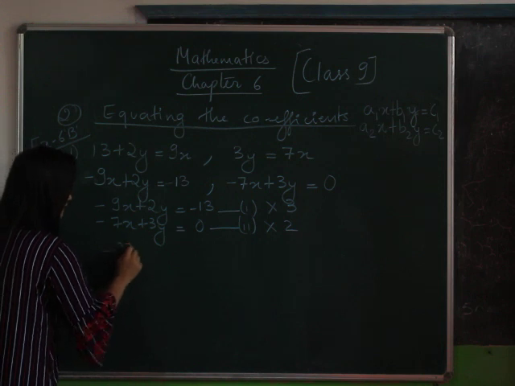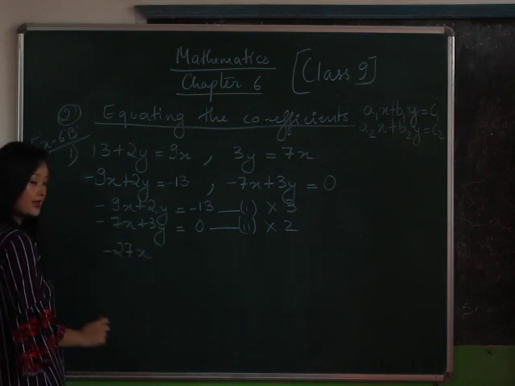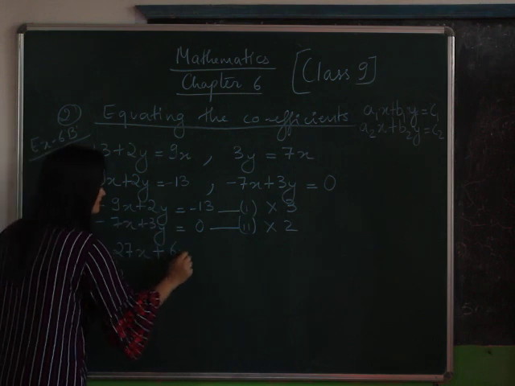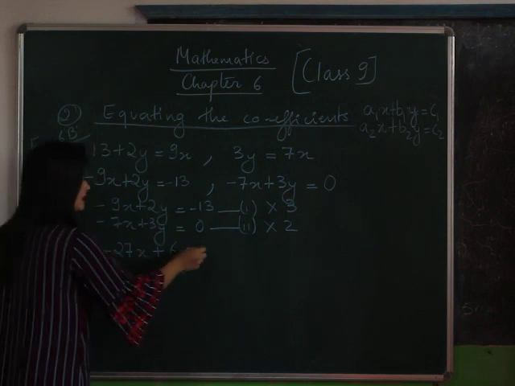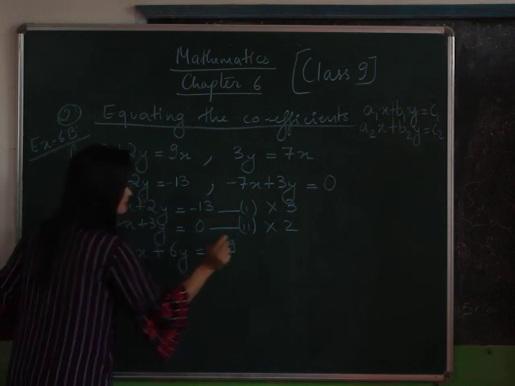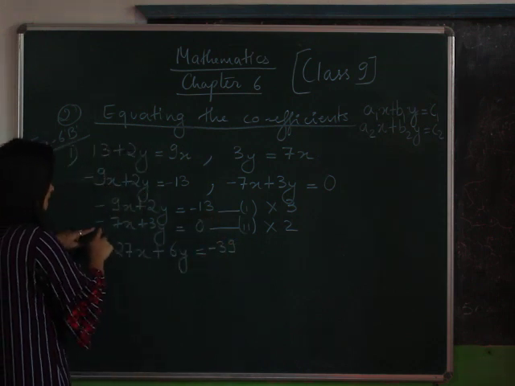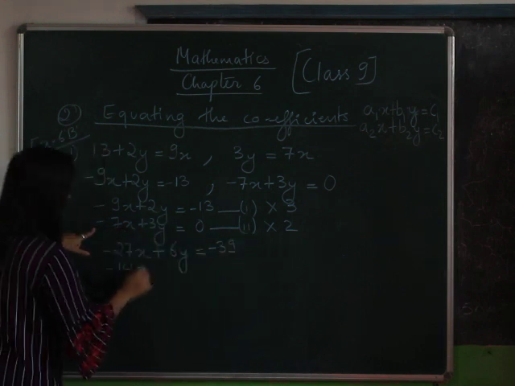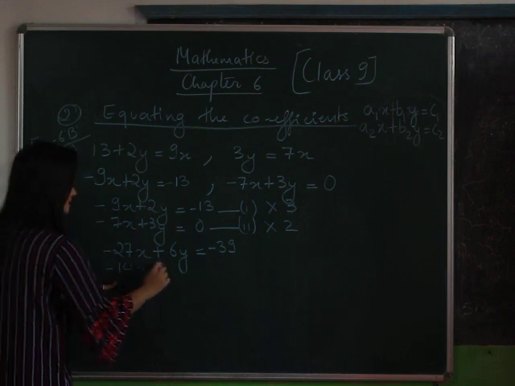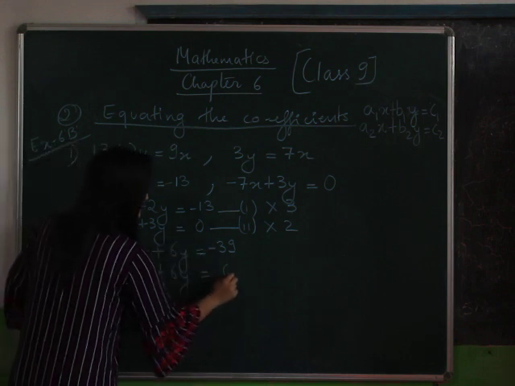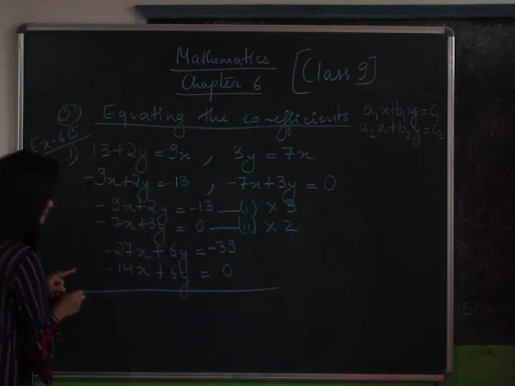So 3 first multiplies with 9, and don't forget we have the minus sign, so minus 27x. 3 into 2 is 6y. And 3 multiplies with 13, which gives us minus 39. Now similarly, what do we get here? 2 multiplies with 7, minus 14x, plus 6y is equal to 2 into 0, which is 0.